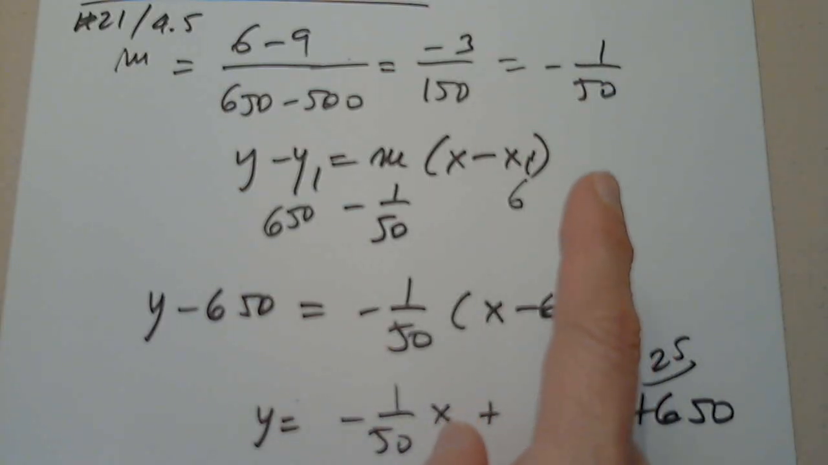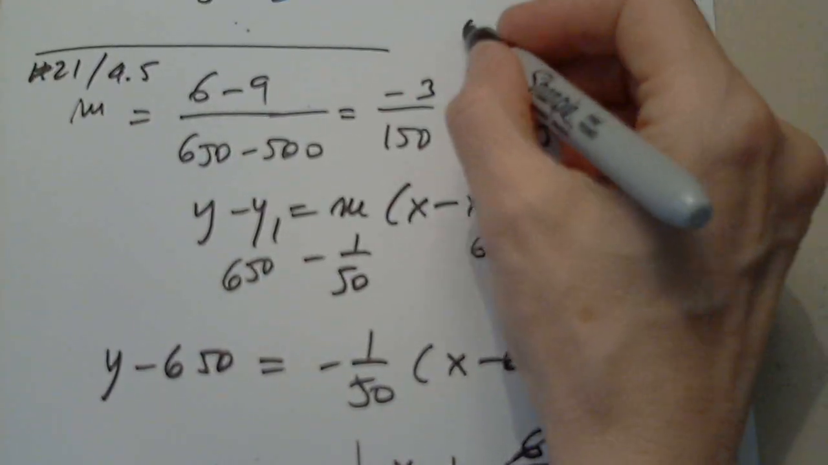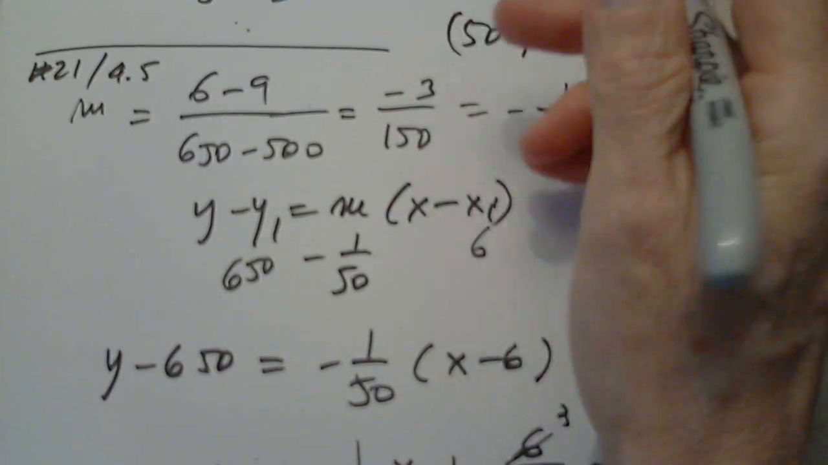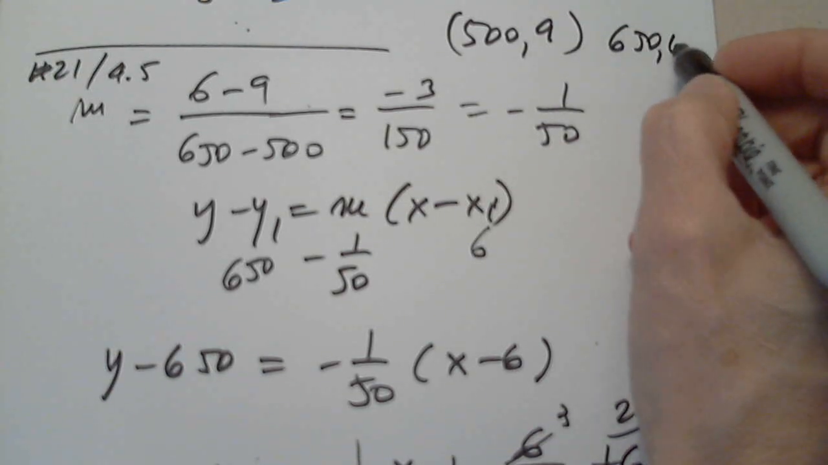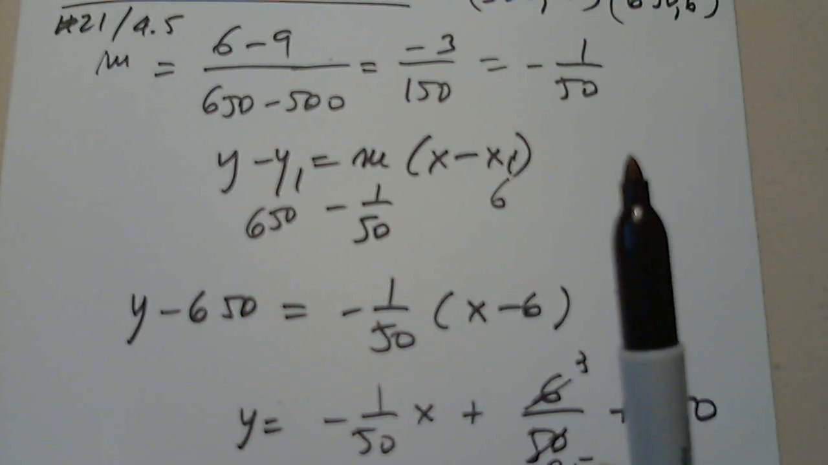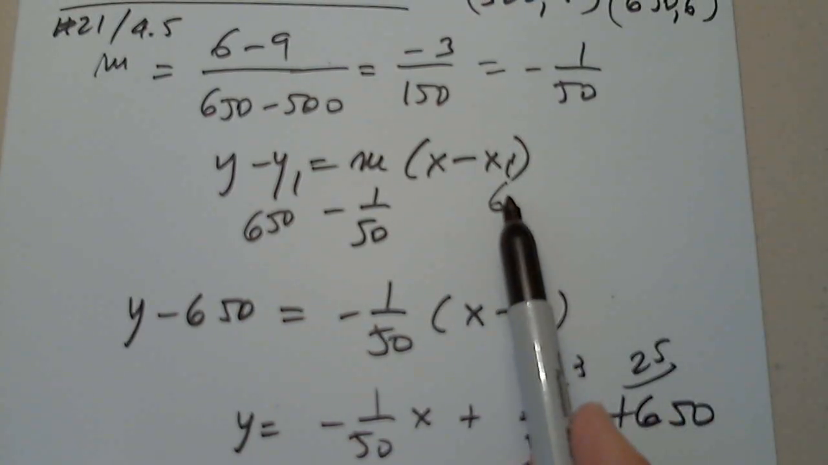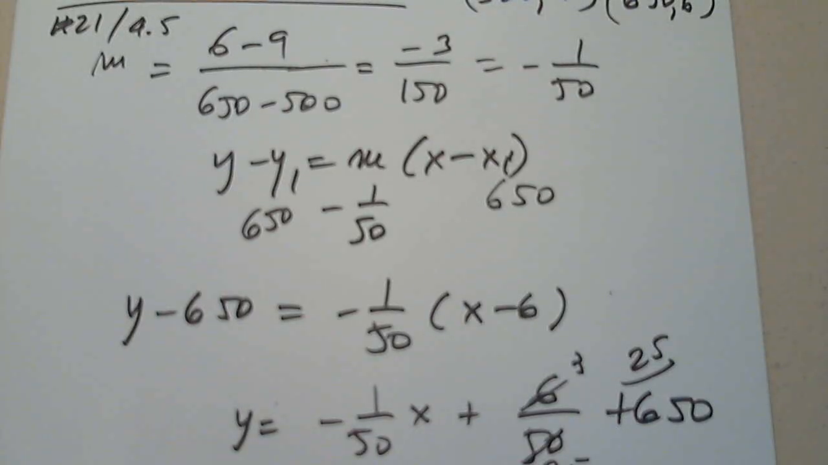And then I entered, did I enter the point incorrectly? Let me copy the points again here. 500 comma 9, that's correct. And 650 comma 6. Okay, good. So then, oh, the Y interface, aren't you just supposed to say that? I switched them. Yes, because I didn't write them first. That's what I did.